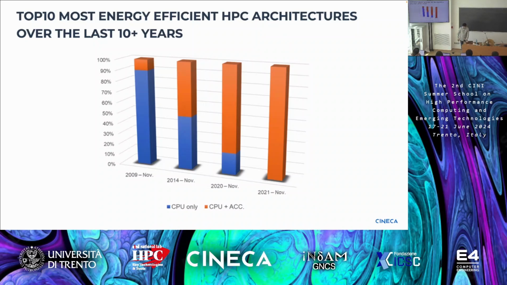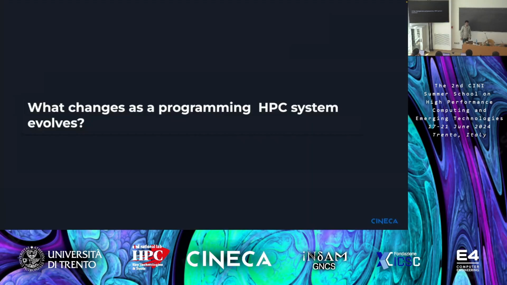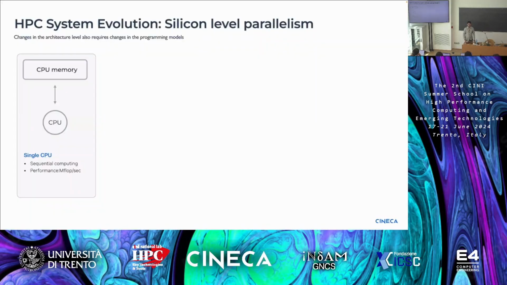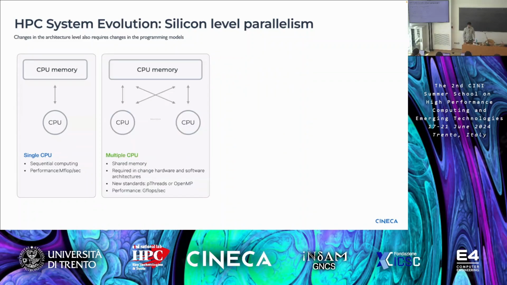Okay, so that was how HPC evolved. And so what changes for the programming model? If you look at a single CPU, where you had one CPU with its own memory, you just need serial code, some application, and you measure performance in megaflops per second. You wanted more, so you build a system which has CPUs with shared memory. So you need a new standard to program such a system, like OpenMP that you learned, or pthreads, and you achieve gigaflops per second.